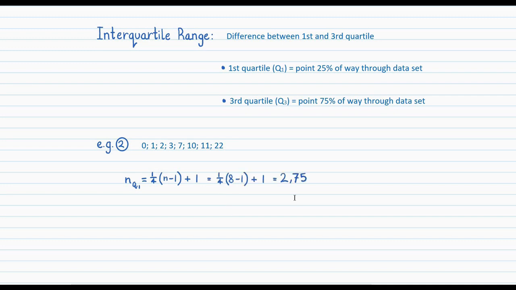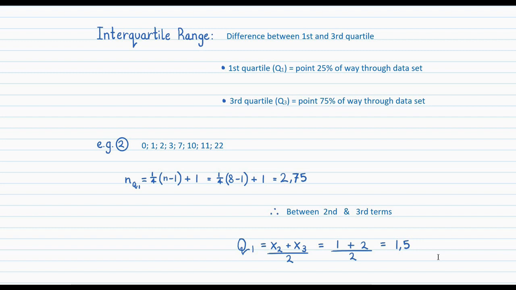And since you can't have 2 and 3/4 of a point, you see which 2 points the value lies between, which in this case would be the second and the third terms. Therefore, the first quartile is the average of the second and third terms, meaning the average of 1 and 2, which is 1.5. So that's the value of the first quartile.